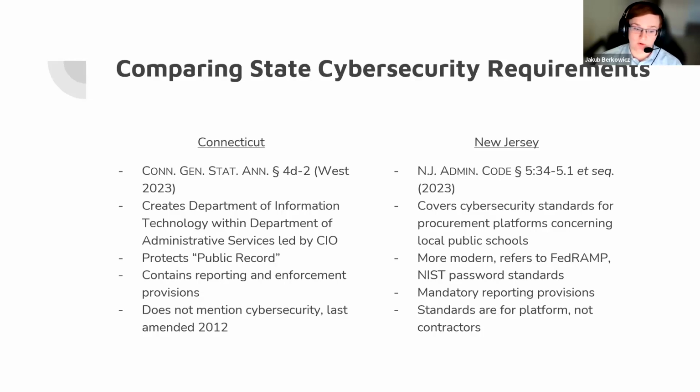It has reporting and enforcement provisions within it. So there's mandatory reporting: if you believe that there's been a breach, or if there actually has been a breach, you have to report it to the CIO. And from there, they have a process on what to do with the action plan. And then there's also enforcement to penalize companies that do breach this and that don't have adequate measures to protect themselves.